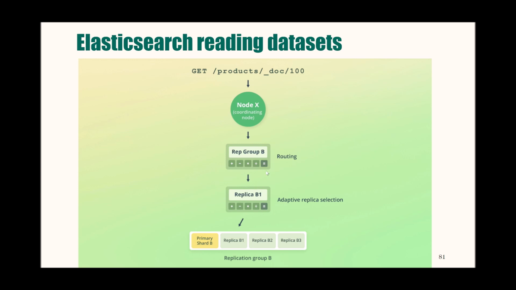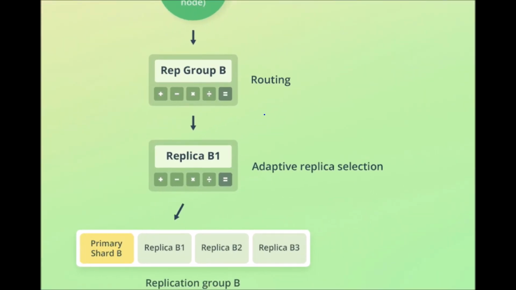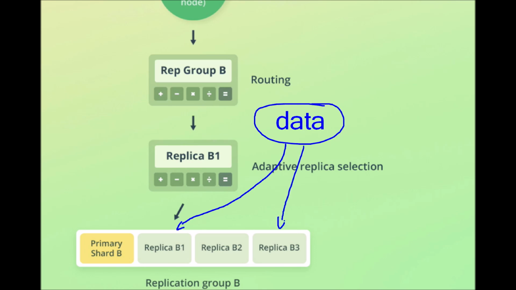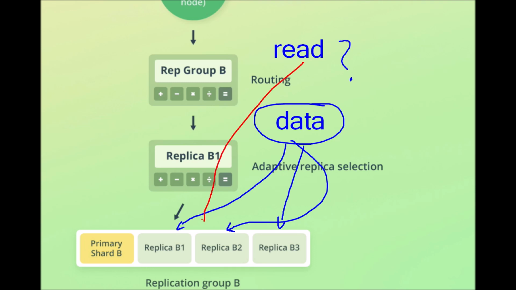When reading the data, we use routing, and we also use another layer of architecture called adaptive replica selection, because don't forget, for each dataset we have a lot of replication. These datasets could be replicated here, here, and here. So when you're trying to read a document, which replica will you get? We could get that replica, or that replica, or that replica, and so on.